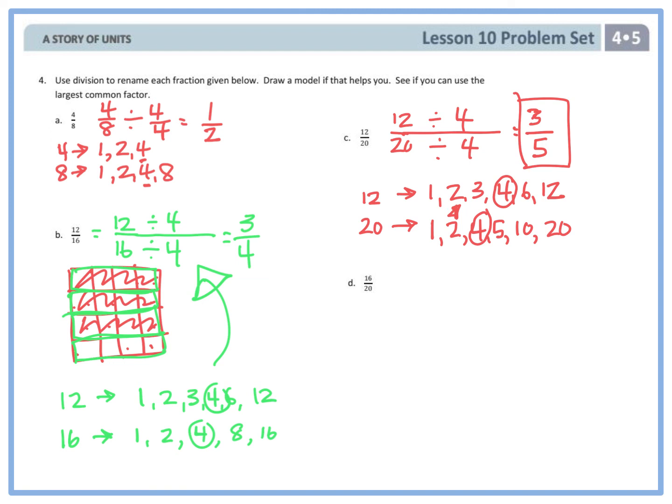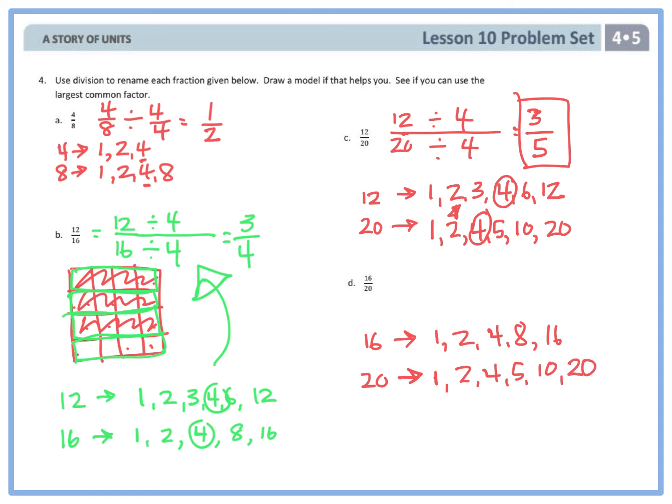All right, we're going with 16/20. So we've already done the factors for 16. We know they are 1, 2, 4, 8, and 16. And we already did our factors for 20 because we did those above. 1, 2, 4, 5, 10, and 20.